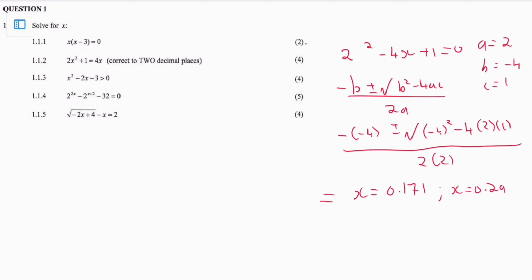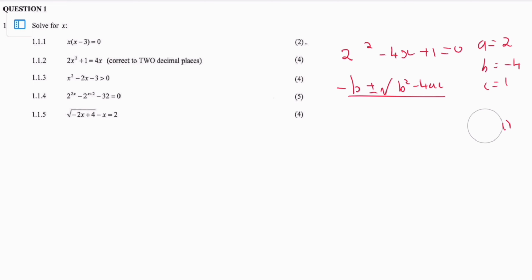So nothing too difficult, just take the 4x over to the left hand side and use the quadratic formula, and then you just plug and play and get your answer and round to 2 decimal places.